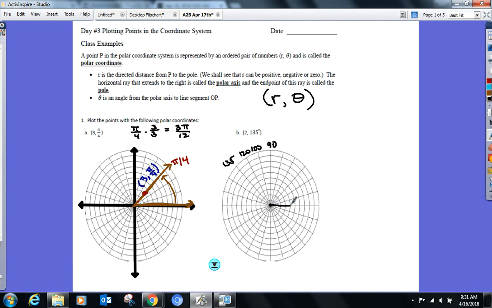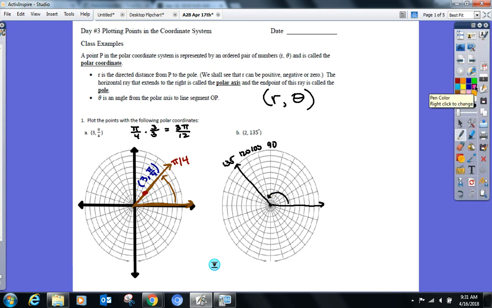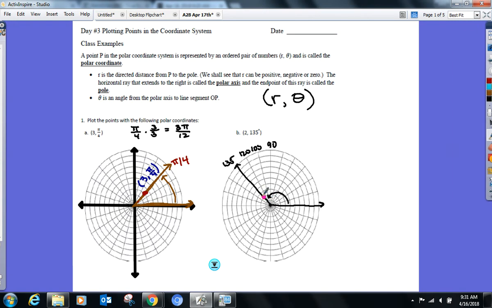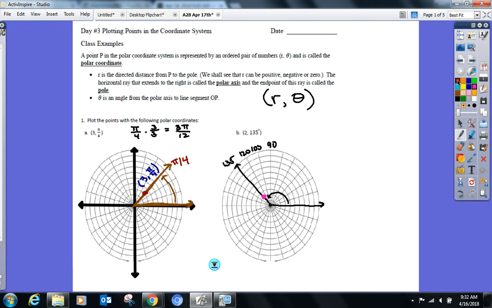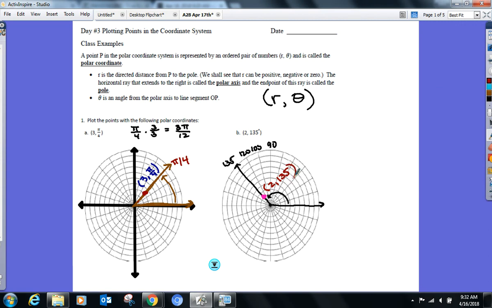I make the angle with the rotational arrow. And 2 tells me it's 2 units from the pole. 1, 2, right there. And there is 2 comma 135. No big deal, right? Everyone good?